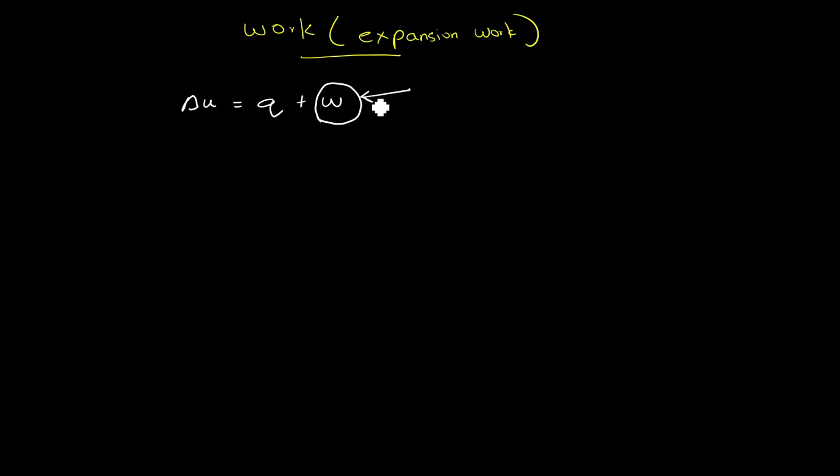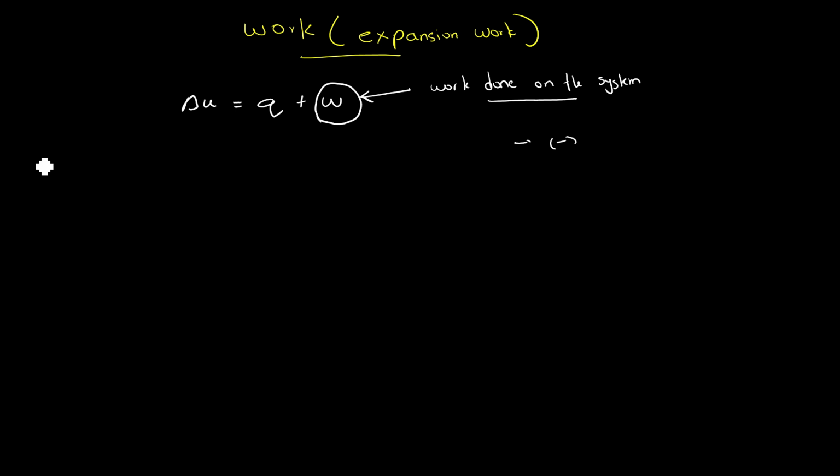I told you in our previous video this W represented the work done on the system. This is important: done on the system. If the system is the one doing the work, then W becomes negative. If the surroundings are doing the work on the system, then this work becomes positive.